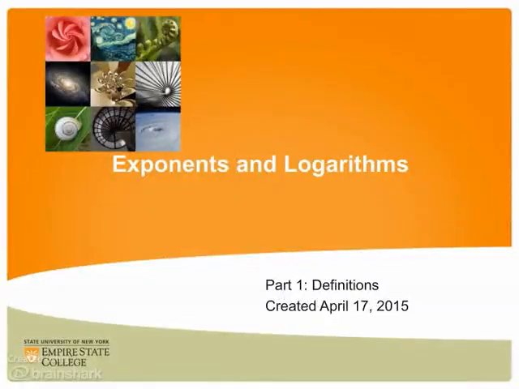This resource is the first in a 6-part series on exponents and logarithms. Part 1 defines exponents and logarithms. The exponent laws are defined, and justification for the exponent law of multiplication is provided. We consider how to transform between exponent notation and logarithmic notation, and define 2 special bases for logarithms.